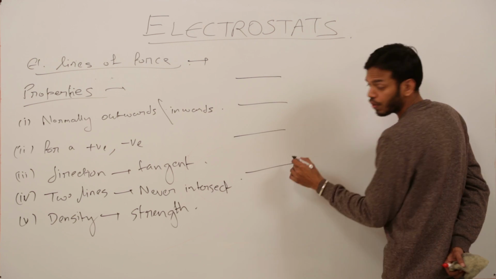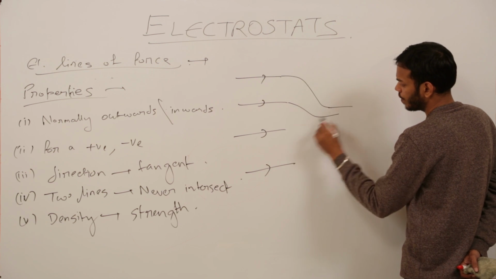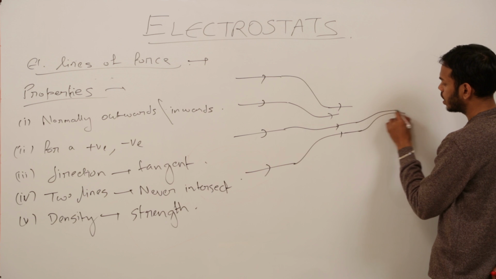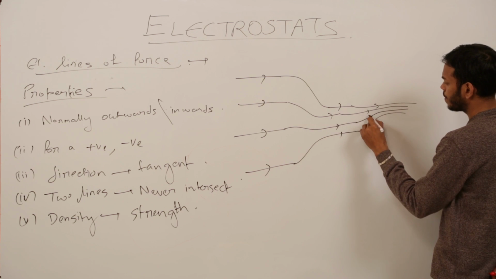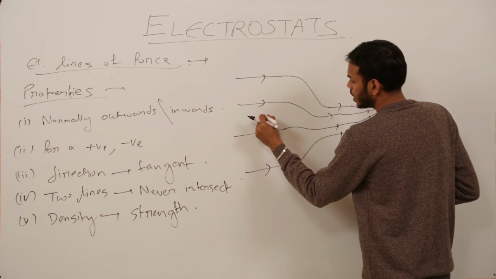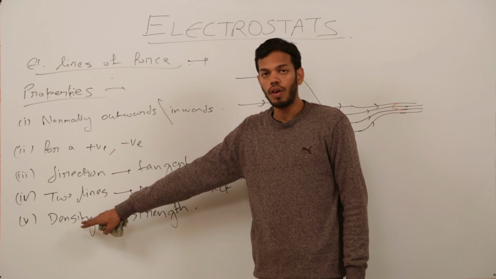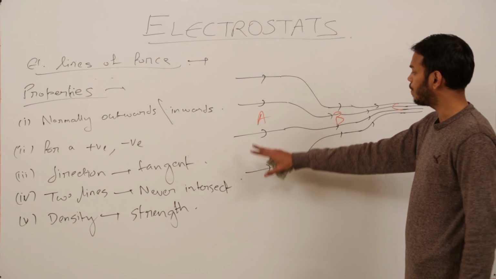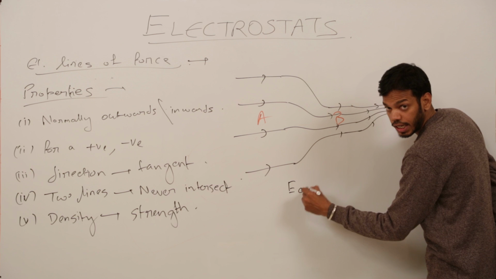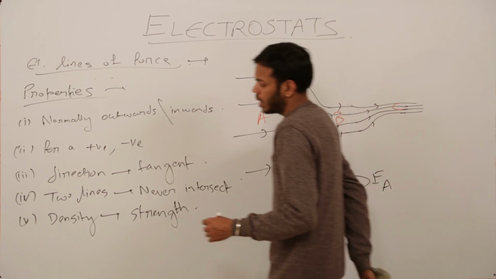I am having electric lines of force like these, and they tend to converge in this region, and they tend to further converge in this region. Let us say this is region A, this is region B, this is region C. The point was the density of electric lines of force gives the strength of electric field at any region. That means where is the density maximum? At C. Therefore, electric field at C is greater than electric field at B, which will be greater than electric field at A. Simple.